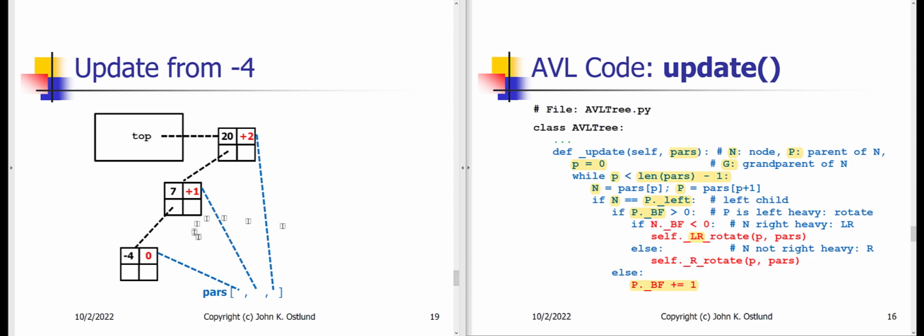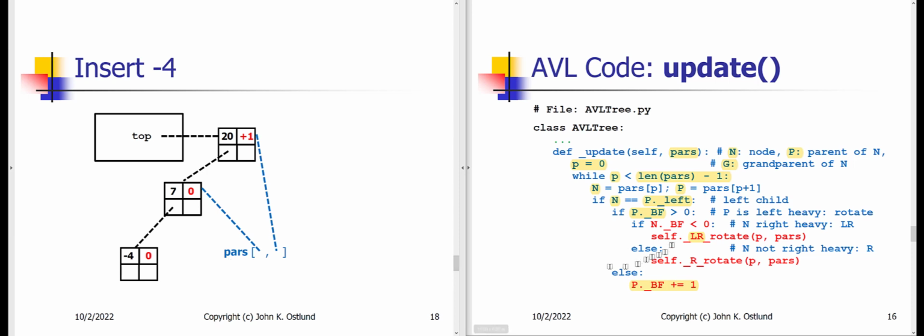Okay, this slide 19 shows what happens with the balance factors just prior to the rotation. So here we are asking, is the parent's balance factor greater than 0? At this point, it's not. The parent's balance factor is 0, so we don't yet do a rotation. We increase the balance factor of this node to 1.